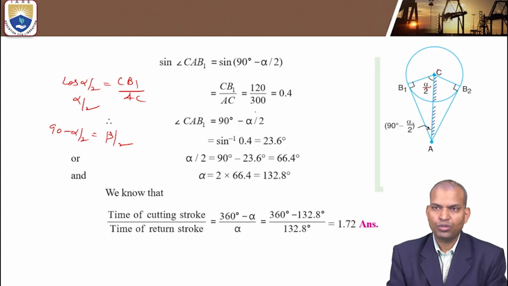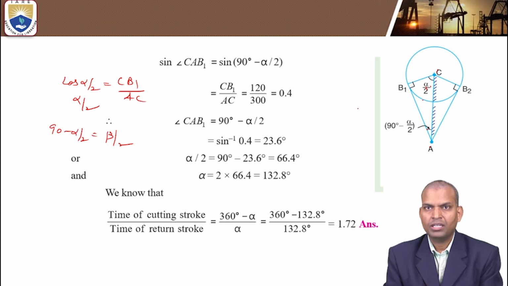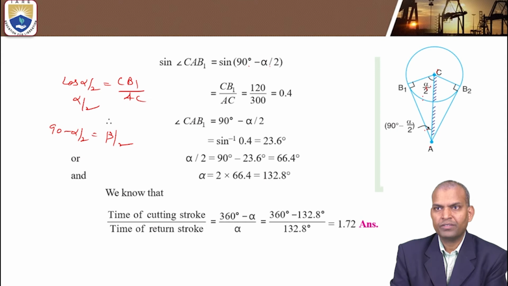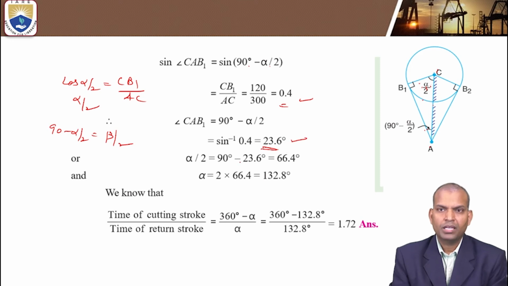Alright, thus if you follow these notations, sin of angle CAB, sin of 90 minus alpha by 2, from this triangle, what will happen? Opposite side by hypotenuse, that is BC1 by AC, that is 0.4. Then 90 minus alpha by 2 equals sin inverse of 0.4, that is 23.6 degrees. Then alpha equals 132.8.